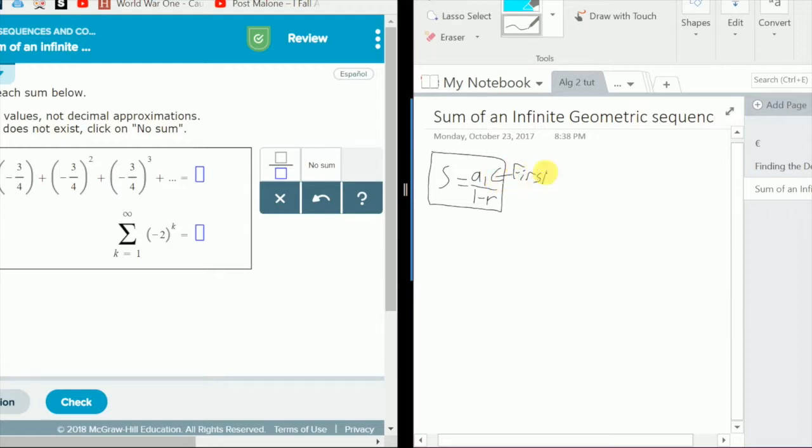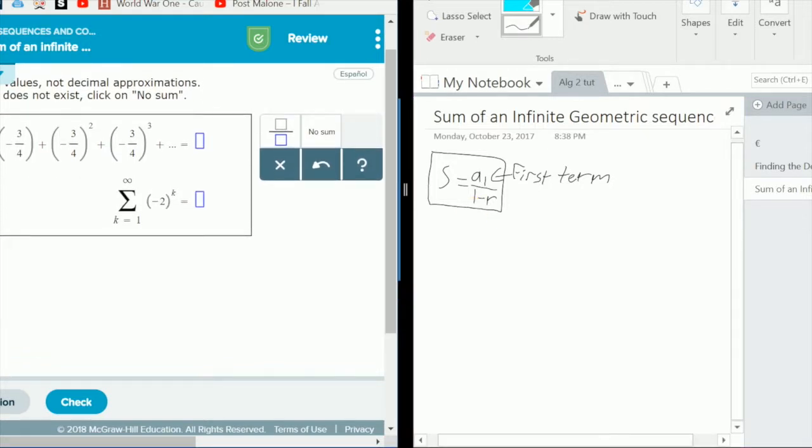first term over 1 minus r. So r would be the number in the parentheses here, right? And the first term is literally the first term in the sequence. So let's look at an example here that Aleks gives us. The first sequence right here is a geometric sequence, and it wants us to find the sum.